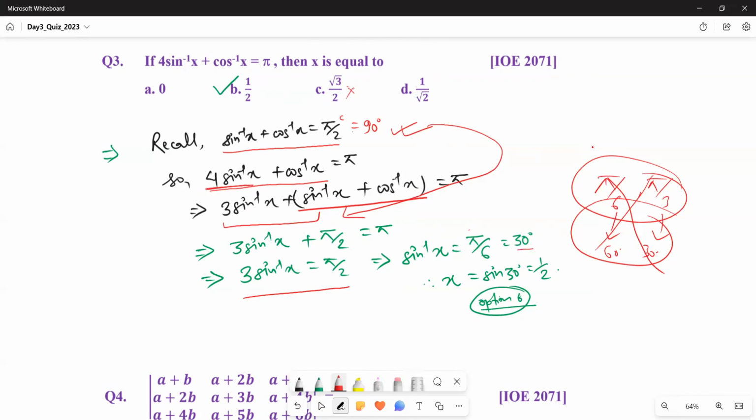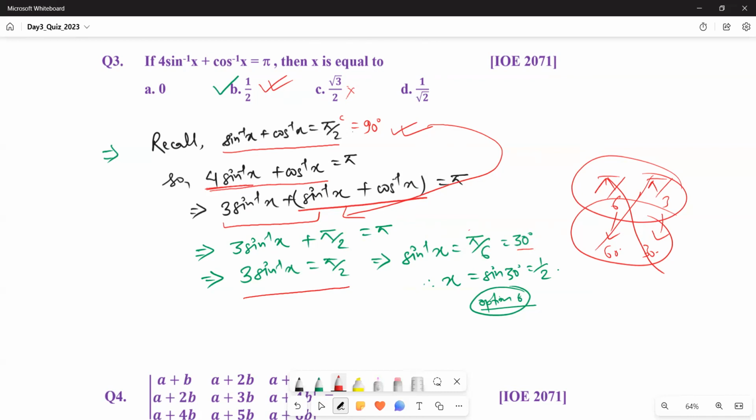So x will be what? Sine 30 degree, and sine 30 degree value is 1 by 2, or even sine pi by 6 value is 1 by 2. So which is the option? Option B, right? So this is what we got from detailed solving. But you can even substitute the value of x and see whichever is satisfying. That will be our answer, right?